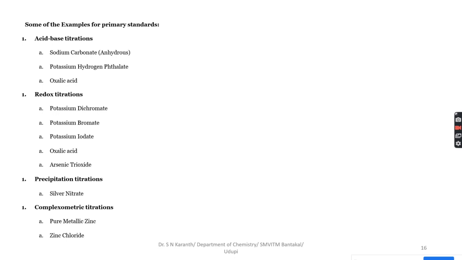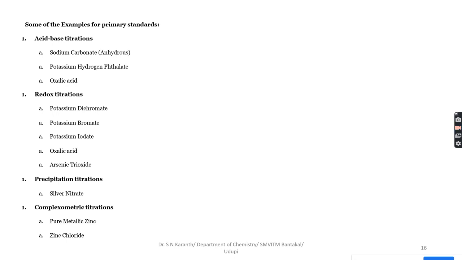We do not use potassium permanganate. Potassium permanganate is also a good oxidizing agent, but we do not use it. We normally use potassium dichromate. It is less reactive towards the atmospheric content. And even potassium bromate, potassium iodate, oxalic acid, arsenic oxide, etc.